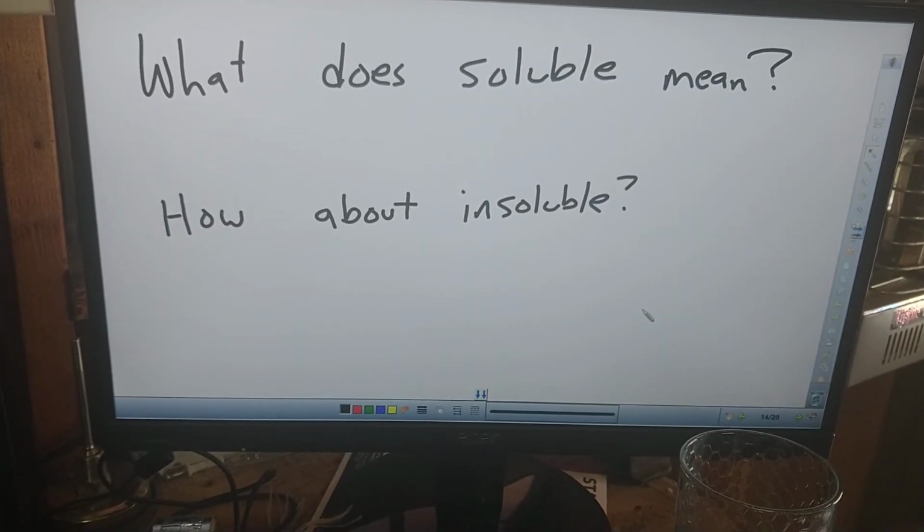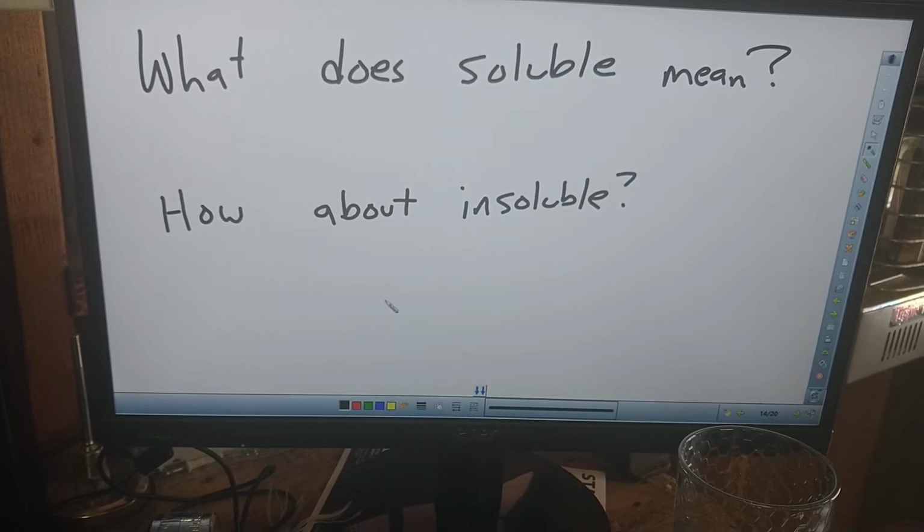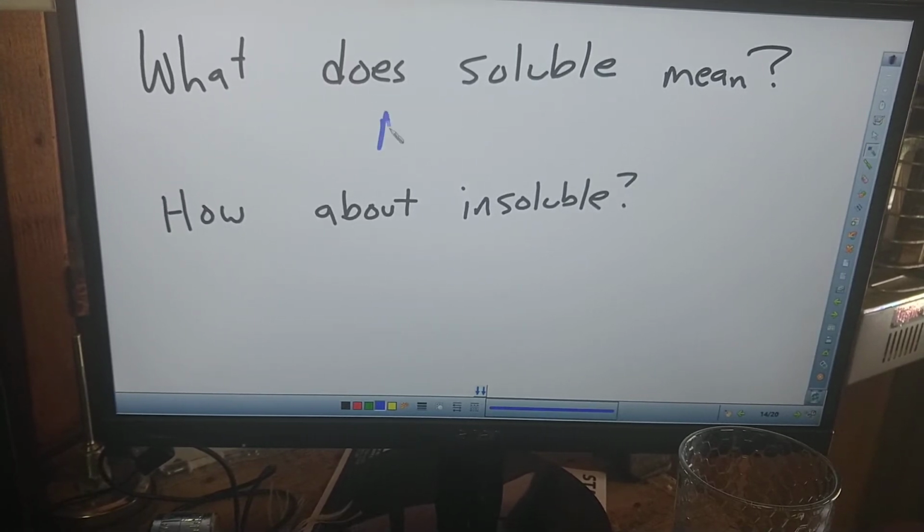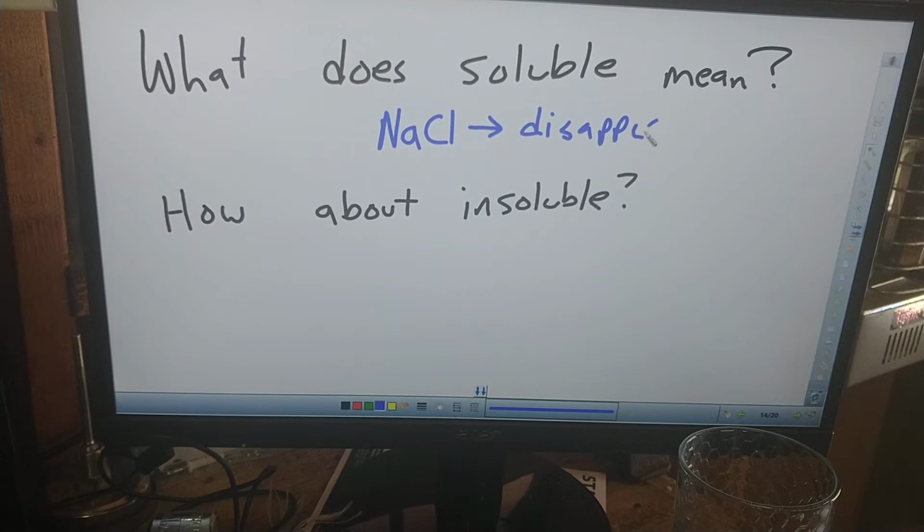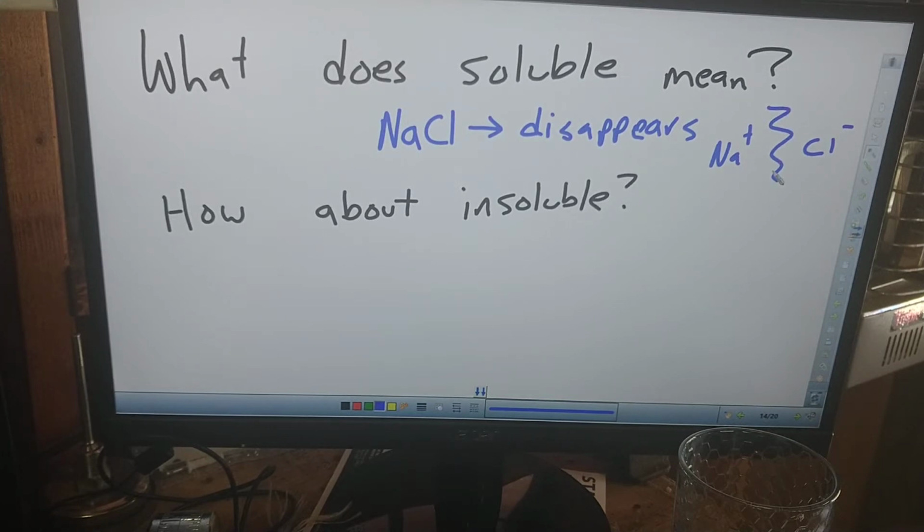So when we talk about soluble, we think about something like NaCl. NaCl, it disappears in water. And the reason it disappears is because the Na and the Cl become separated. The water pulls them apart. We've talked about that in class. Insoluble will be something like sulfur. And it doesn't disappear. It remains a solid in the water. Okay?